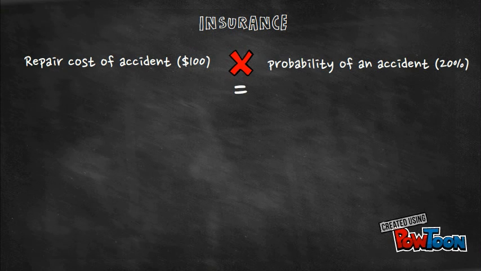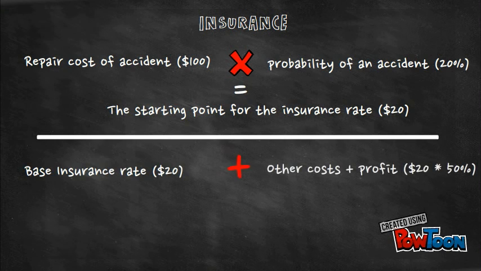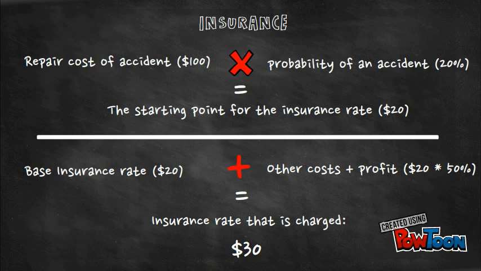The company starts off by estimating that it costs $100 for the repair cost of an accident. The company multiplies that by the 20% chance that someone will get into an accident. This gives them $20 as a starting point to calculate the insurance rate. The company then adds all their costs plus profit, which will be 50% on top of that $20. This makes the premium $30 per person.